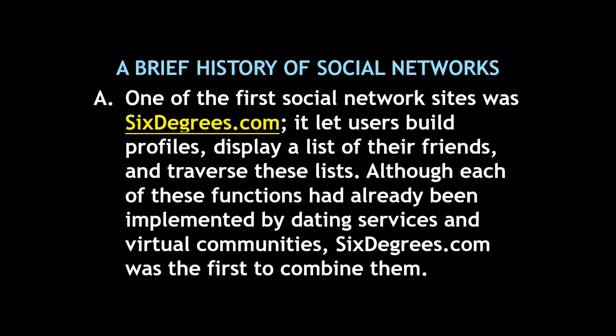We'll talk about some of the ones that came in the early days, and talk about the big one that's out there right now. One of the first social network sites was 6degrees.com. It let users build profiles, display a list of their friends, and then traverse those lists as they see fit. Although each of these functions had already been implemented by dating services and by other virtual communities, 6degrees.com was the first to combine them all into one space, to be able for people to use all of them to navigate through and to connect with people.